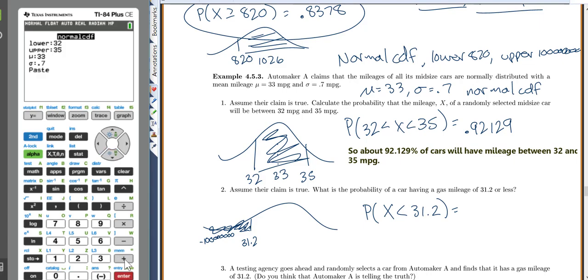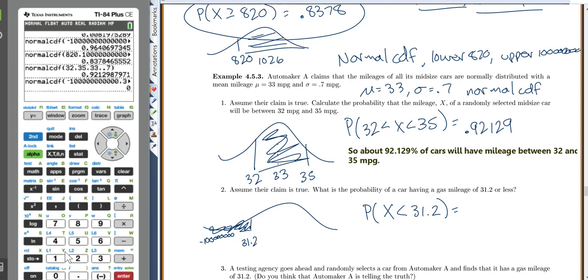Make sure you use the normal CDF. My lower bound now is this negative, really big number. My upper bound is 31.2. My mean and standard deviation are still the same. And notice it gave me 0. This is why you should always double check your work. Notice I didn't put in 31.2. I accidentally did 3.2, so let's fix that.